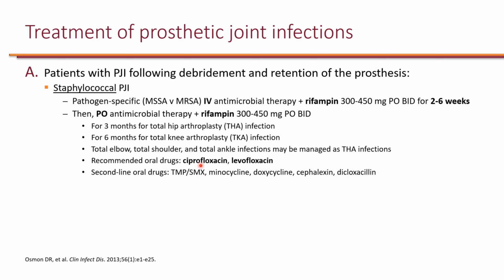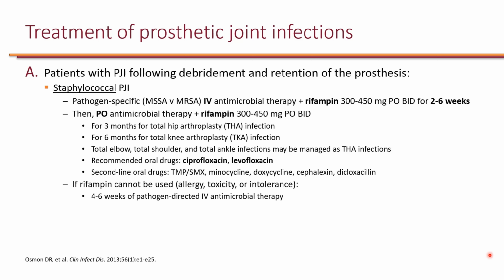Now, this is assuming that the culture results show susceptibility, so they must be susceptible. So sometimes ciprofloxacin is not excellent for MSSA. Levofloxacin is more likely to have coverage against MSSA. And then second line agents include trimsulfa, minocycline, doxycycline, cephalexin, and dicloxacillin. So if this happens to be MRSA, we may need to use one of these second agents that are active against MRSA. So trimsulfa, minocycline, doxycycline are typically active against MRSA.